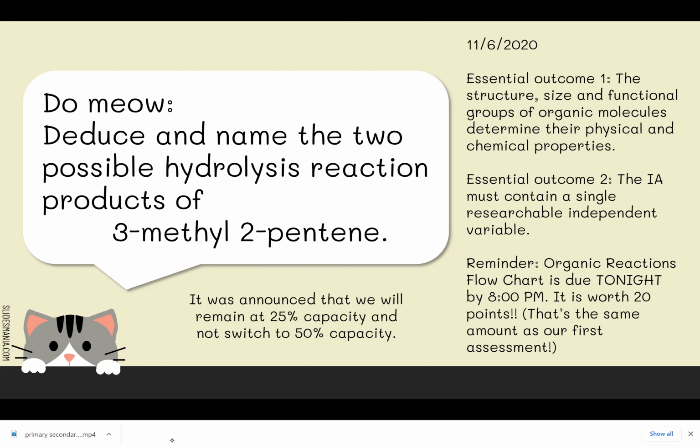Okay, so we're moving on to essential outcome number 2. The IA has to have a single researchable independent variable. And we're going to talk about what that means in some notes today. Just a reminder that the organic reactions flow chart is due by 8 o'clock tonight. It's worth 20 points. It's the same as our first assessment. I'm sure most of you are realizing at this point, I'm not taking off points for work that's coming in late. It just takes a lot longer for me to grade stuff that's coming in late. So this 8 o'clock is more of a way to make sure that you're getting a good night's sleep and not pushing it off until the middle of the night. I hate when teachers give me midnight assignments because I feel like I should keep changing it and making it perfect up until midnight. That's not what I want here.